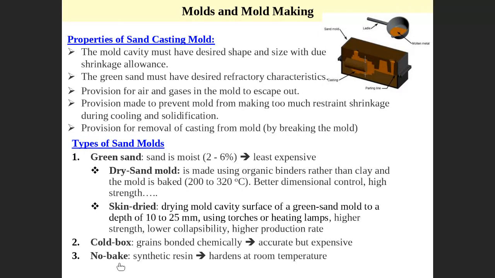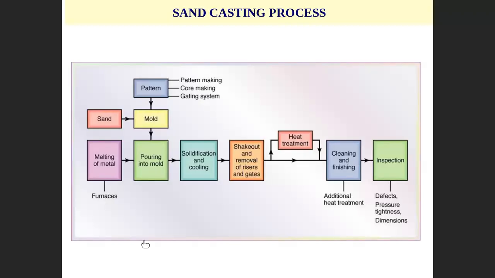We have cold box and no bake, and both are synthetic materials, different synthetic materials, but definitely this one increases the cost. So there is higher cost associated with the cold box and no bake, and in this way quality will be improved actually. So accurate but expensive, as you can see. This one is cheap actually, this one is free, but this one costs some money. So this is the big difference between the different types of sand or material being used to manufacture the mold.